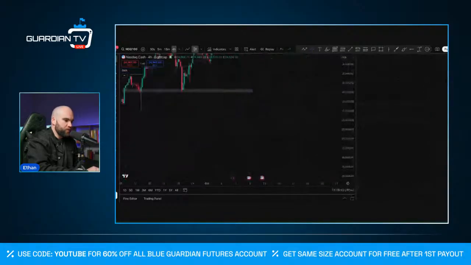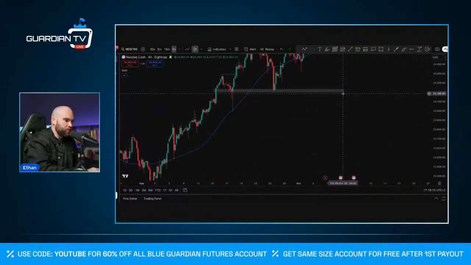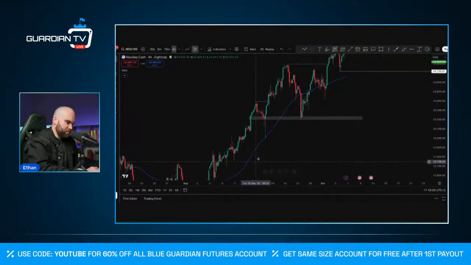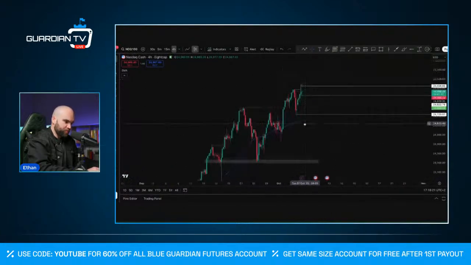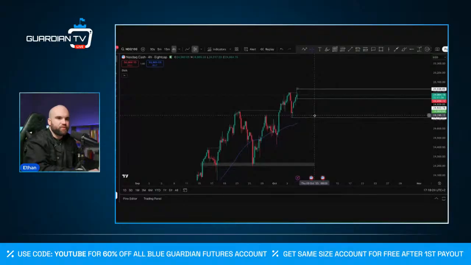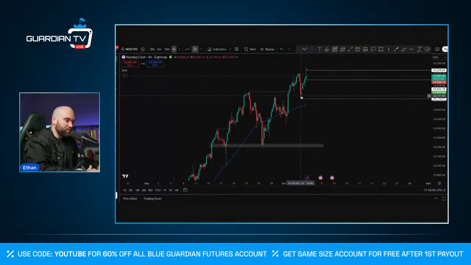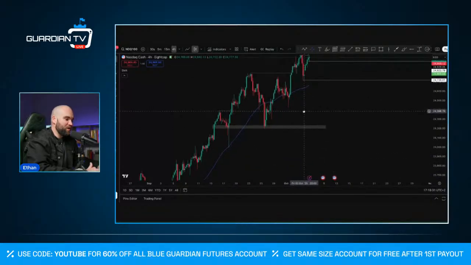What do you notice? Zoom out. What do you notice right away? It's pushing up. It's been up for days. Trend is bullish. That's all you need to do. Okay, that's generally what I do, is I just zoom out. This is pointing up. Okay, we're bullish. That's legitimately all I do.